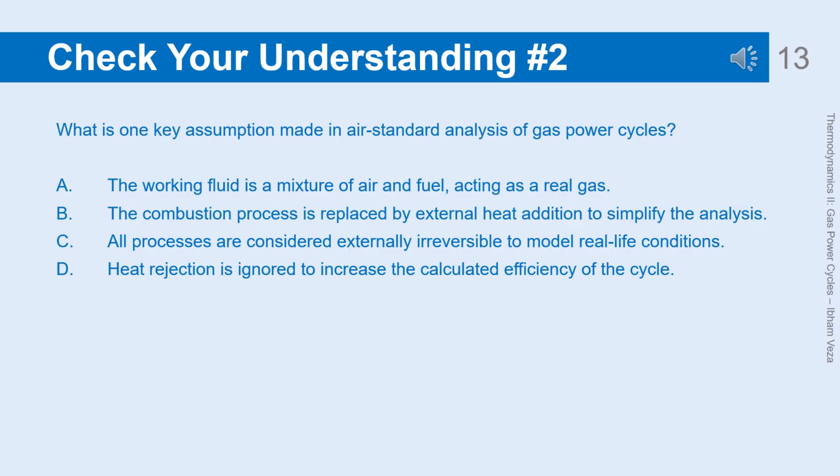C. All processes are considered externally irreversible to model real-life conditions. Incorrect, because air standard analysis assumes all processes are internally reversible to simplify calculations. D. Heat rejection is ignored to increase the calculated efficiency of the cycle.